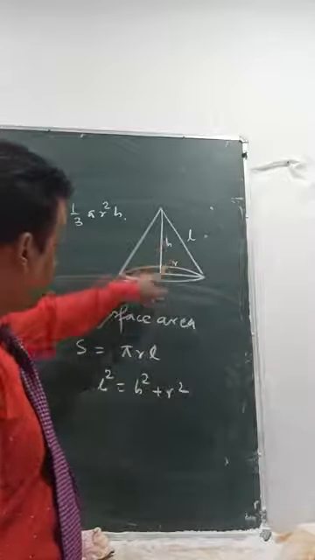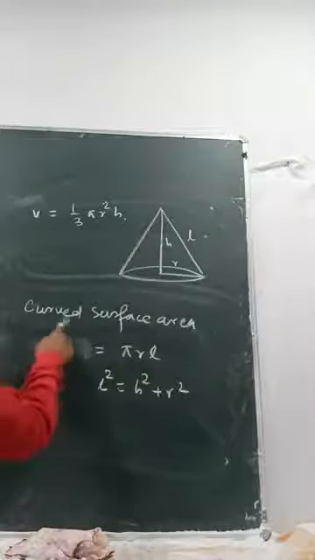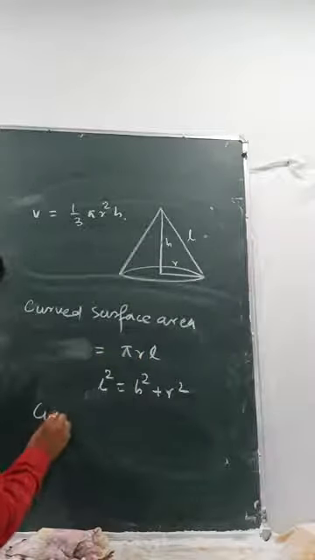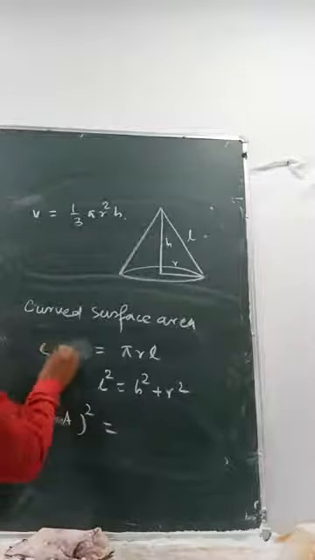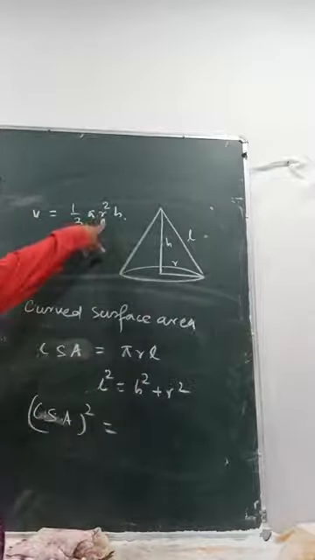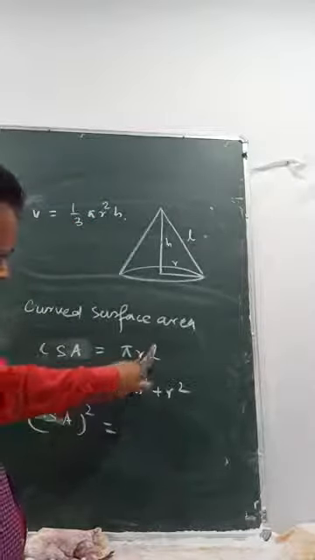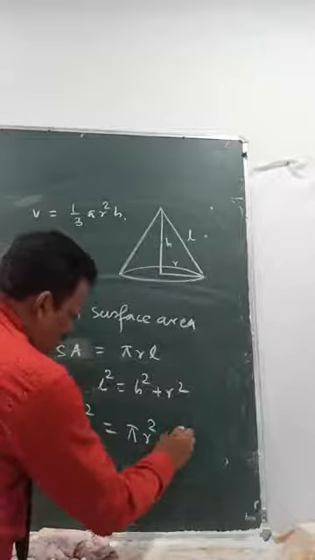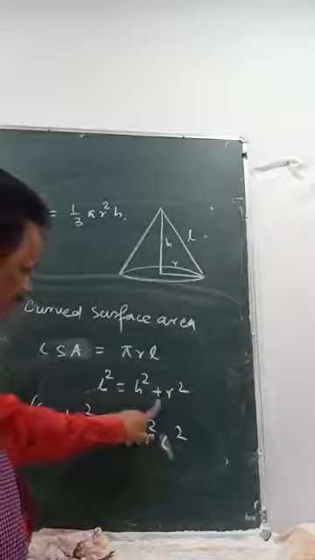So from here I can find the curved surface area. CSA, कर्व सरफेस एरिया को मैंने स्क्वायर बनाया. दिस इज कर्व सरफेस एरिया. कर्व सरफेस एरिया इज पाई आर एल. व्हाई आई एम मेकिंग स्क्वायर? नहीं, ये स्क्वायर फॉर्म में आएगा. कर्व सरफेस एरिया इज पाई स्क्वायर आर स्क्वायर एल स्क्वायर. सो इट बिकेम एल स्क्वायर. अब एल स्क्वायर में ये वाला वैल्यू पुट करो.